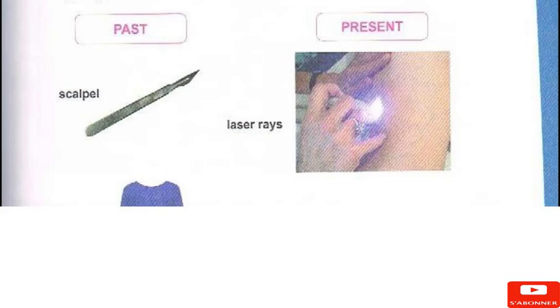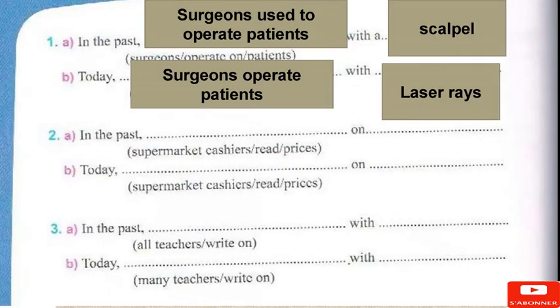We go to the second example. In the past, we have supermarket cashiers read prices on. Today, supermarket cashiers read prices on. We come back to the picture. So in the past, they had price tag. Today, we have a barcode.